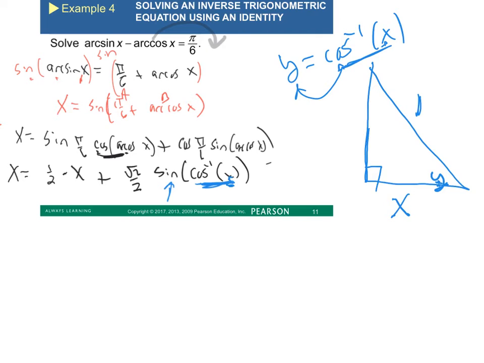If I complete this triangle using the Pythagorean theorem, I get 1 squared plus x squared equals this missing side, which I'll call a squared. If I take the square root of all that, I get a. So this side is the square root of 1 squared minus x squared.